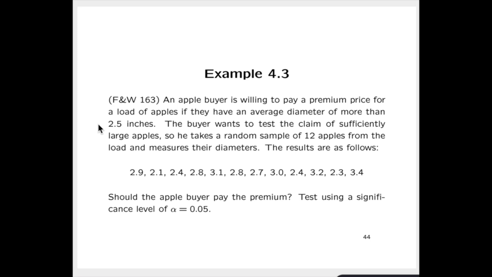So the apple buyer has to make a decision based on a sample from the population. He or she would be able to do this very quickly because they only have to measure 12 apples. And so should the apple buyer pay the premium? Well, this is a statistical question. We have to draw an inference about the entire load or shipment of apples based on this very small sample. And we're told here to perform the test using a significance level of 0.05 or 5%. All right, so we would need to eventually calculate the summary statistics for this sample.